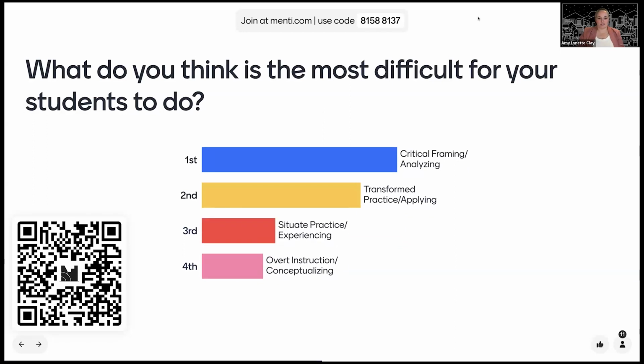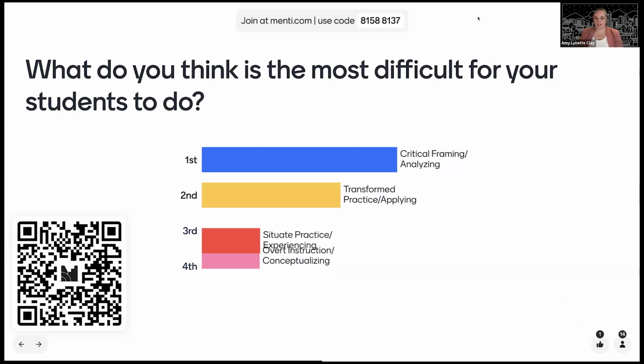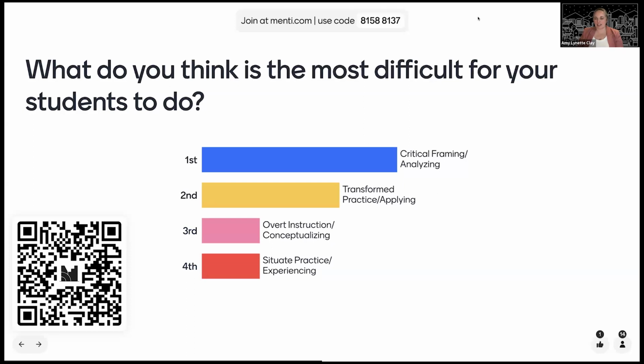Yeah. So it seems like critical framing and transformed practice are harder, with critical framing standing out a little bit. And I see also in the chat some folks saying critical framing as well. Building that analyzing skill and getting them to do critical thinking in their second or other languages, it's pretty tough. And this I would say aligns with a lot of what the research is showing about this.